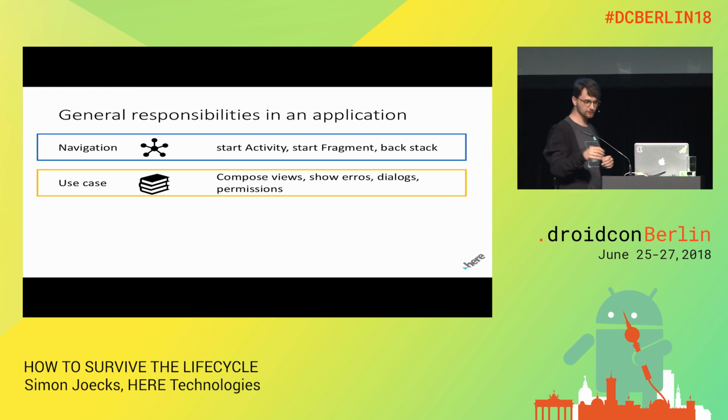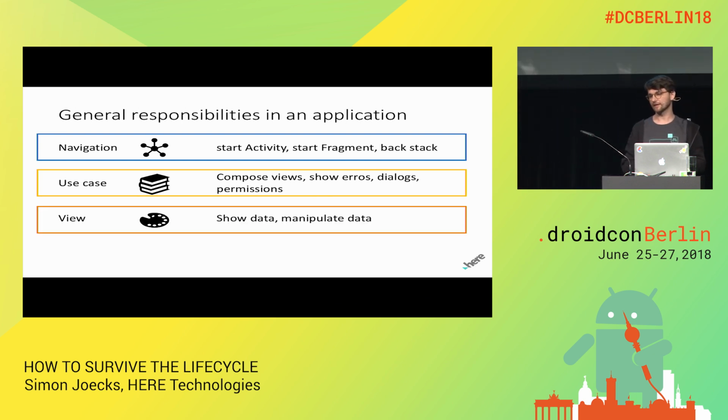And then there's a third level, which is basically a cross-cutting level if you want to reuse certain aspects in your application. That is basically showing data, manipulating data. You can think of this like a list view with a complicated filter mechanism that you want to reuse across all of your activities or application. So these are the three basic abstractions.